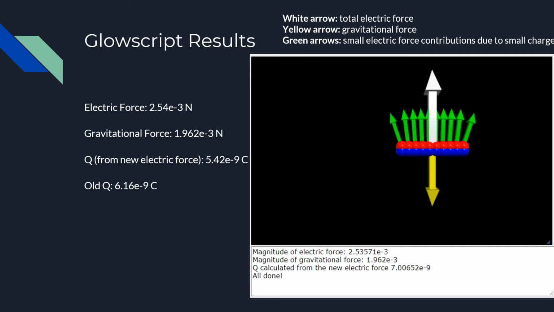Q that I calculated from the experiment due to the point charges, which was 6.16 times 10 to the negative 9th coulombs. To the right is a visual representation of my model. The white arrow shows the electric force pointing upwards. The yellow arrow shows the gravitational force pointing downwards, and the green arrows show the small electric force contributions due to the small charges dq.